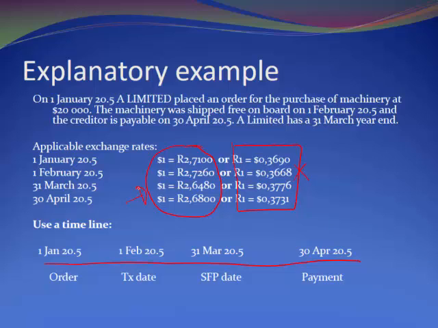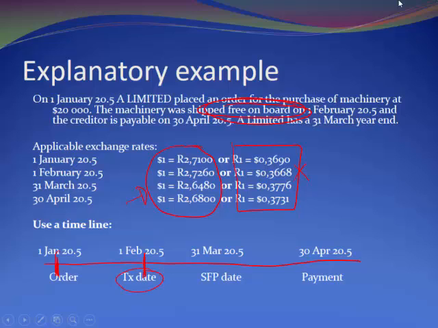So now that you have your exchange rates available and you've drawn up your timeline, let's start with the 1 January timeline. Now you must say what happened in 1 January, and the question wants you to do journals. So what journal will you do on 1 January 20.5? Think about that one. And then your next period there is 1 February. Now what happens on 1 February? On 1 February it was shipped, free on board, as you can see there. So therefore, because it's free on board, shipped at that date, it is your transaction date.